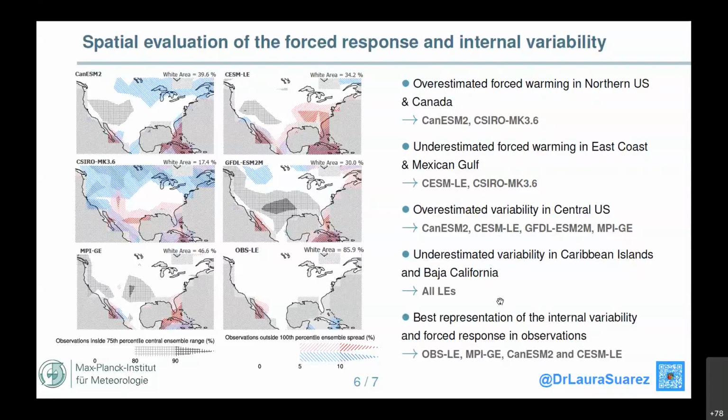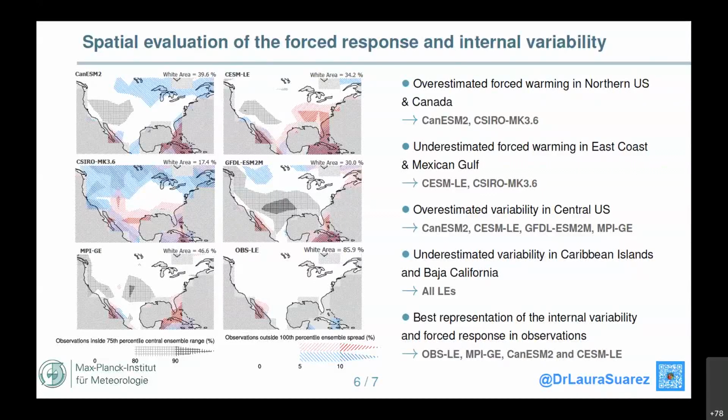So with this percentage of white area, now we see which models show the least biased area for the case of North American surface air temperatures, and offer therefore the best representation of the combined effect of internal variability and the forced response. And these models, or these ensembles, in order, are the observational large ensemble, the MPI Grand Ensemble, CanESM, and CSM large ensembles.